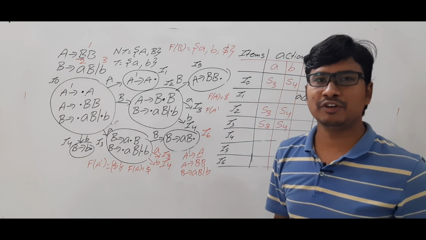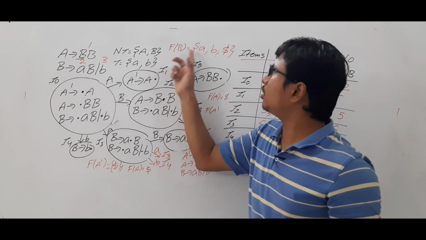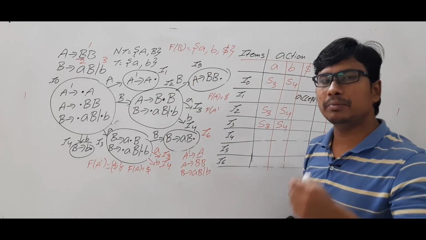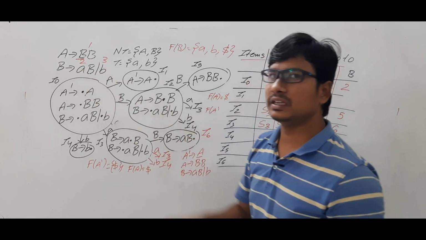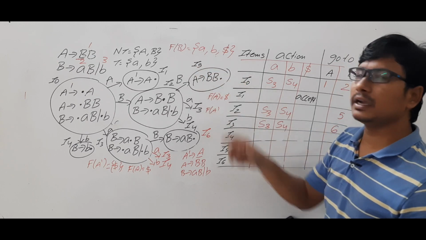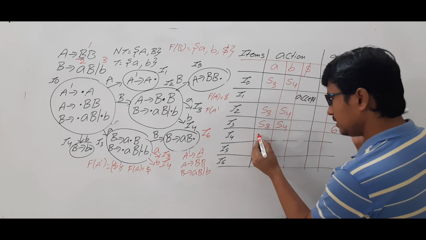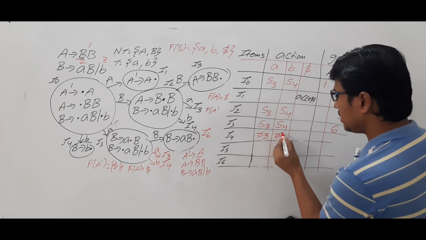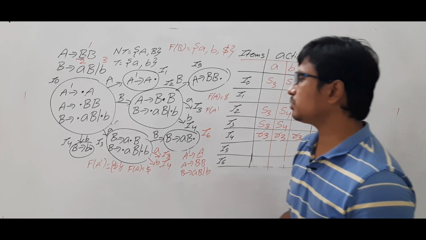I am computing the follow of B. It is saying follow of B as B only. So I got the follow of B as a comma b comma dollar. So I need to write the production number 3, which is R3, in the terminals a, b and dollar of the action part. So I will get here R3, R3, R3. Is it clear?